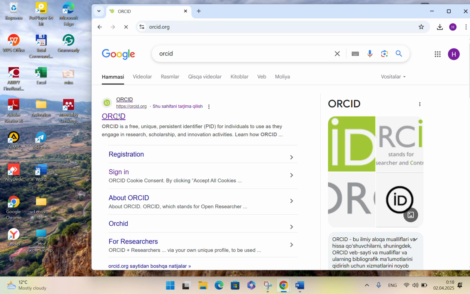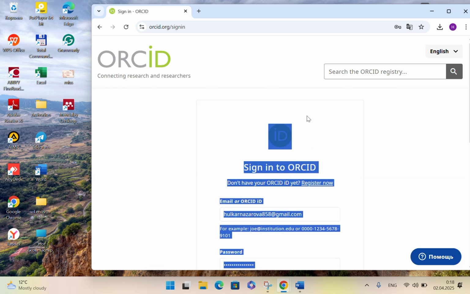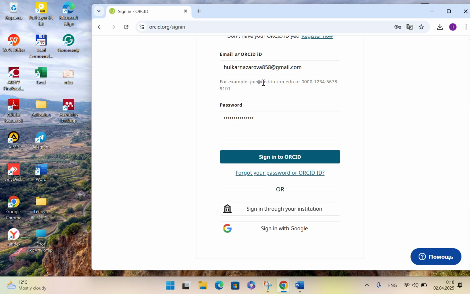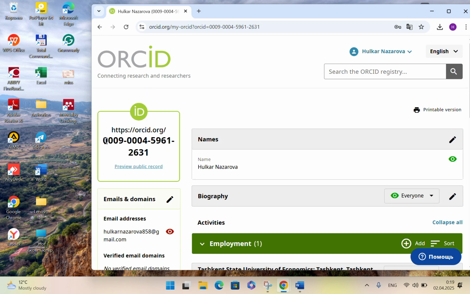So register like this. Sign up, and as you can see, I have already added my account. Orcid requires either your institution or your personal email, it doesn't matter. Then enter Orcid, and for your Orcid number, you just get the number from there. This is the 16-digit number, which is your Orcid number. That's how to open an account and get your Orcid number.